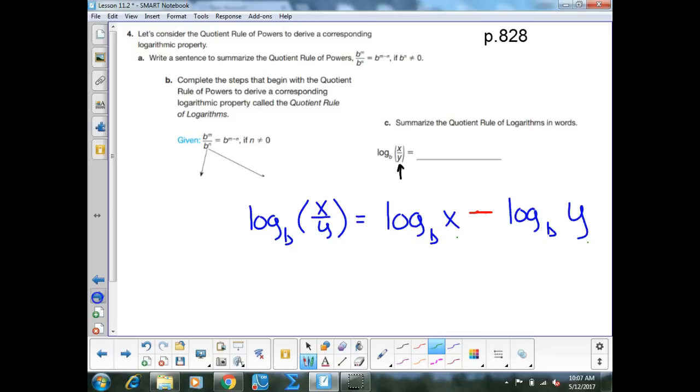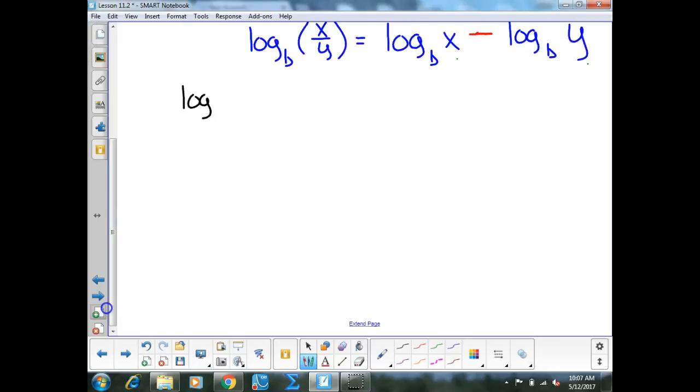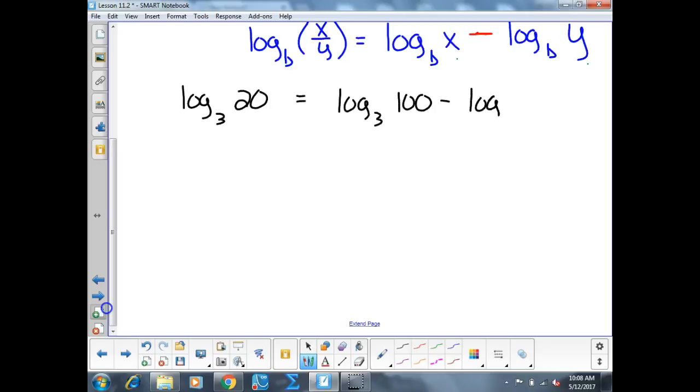So let's go something along the lines of today. Let's say log base 3 of 20. That sounds like a good one. Okay, log base 3 of 20. So log base 3 of 20 could be log base 3 of 100 minus log base 3 of 5.